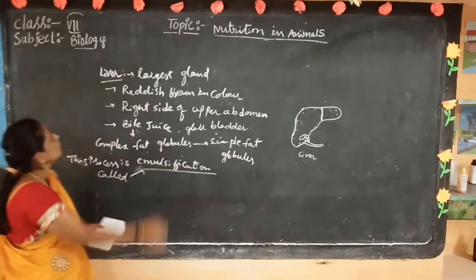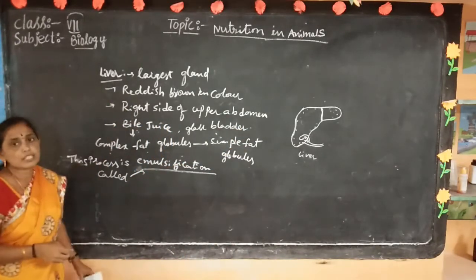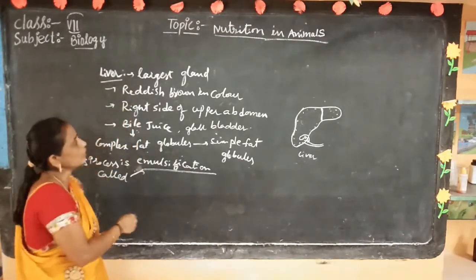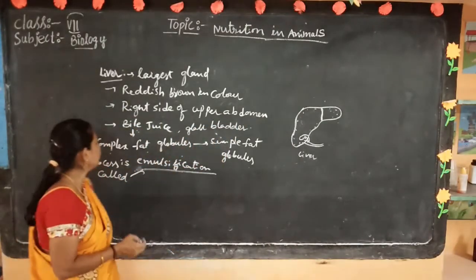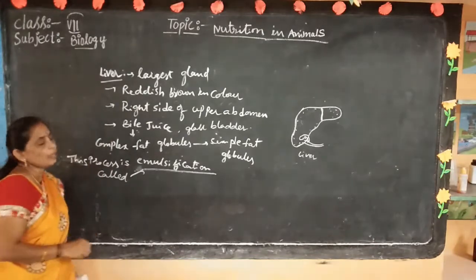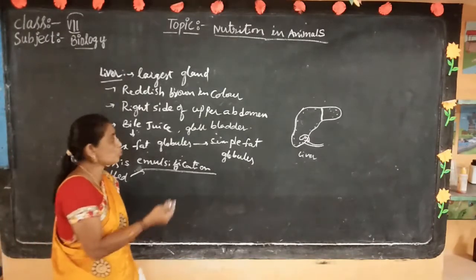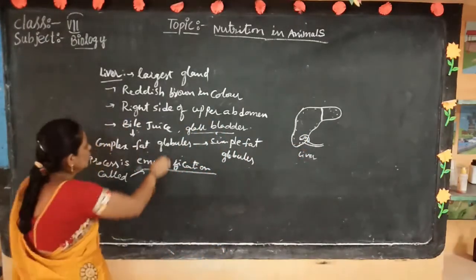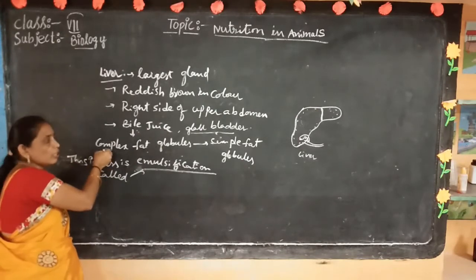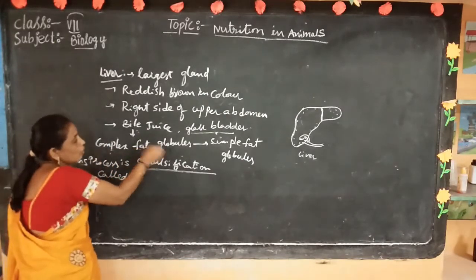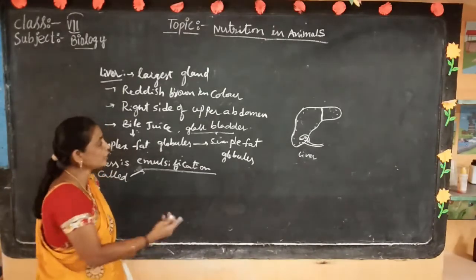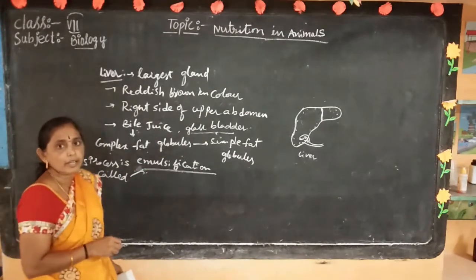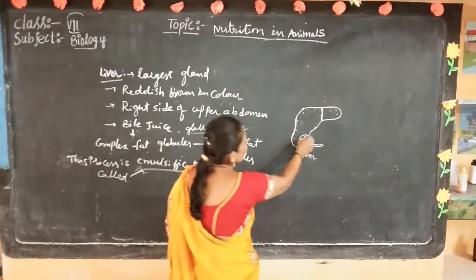So listen carefully. The liver is the largest gland. It is reddish brown in color, and it is present in the right side of the upper abdomen. The liver secretes bile juice. This bile juice is stored in the sac-like structure called the gallbladder. When food is present, the bile juice converts complex fat globules into simple fat globules. This process is called emulsification. That is about the liver.